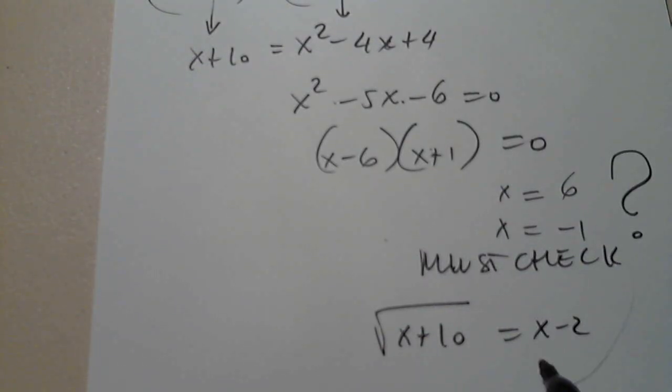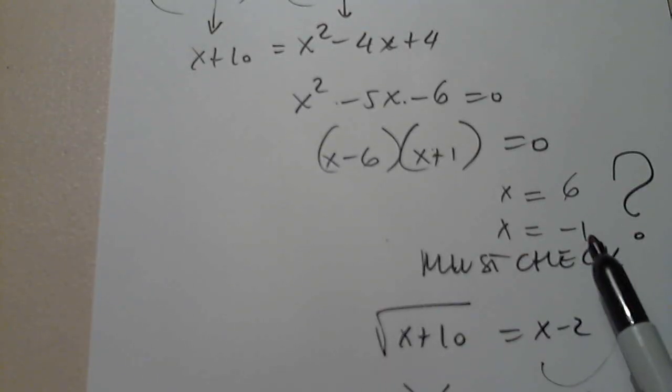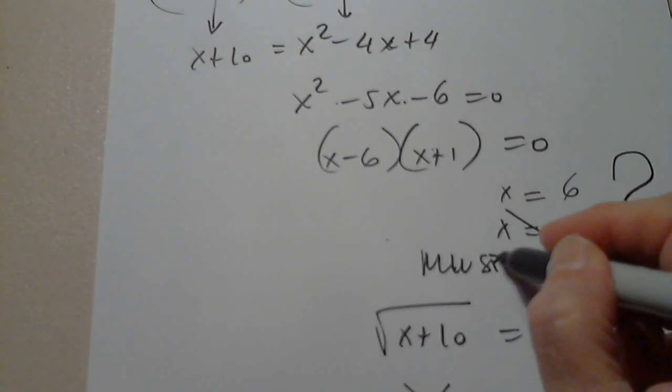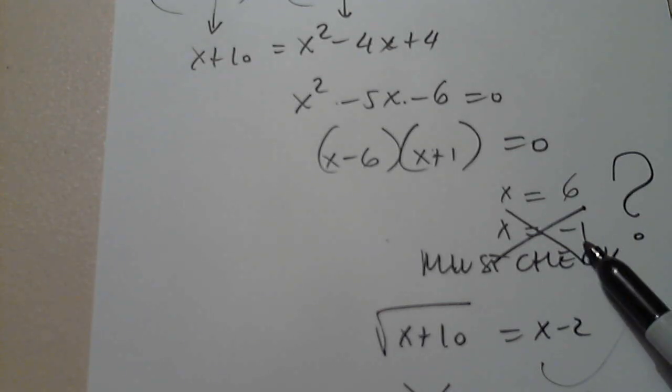And see, when I plug in -1, the left-hand side is -3. The right-hand side is -3. The left-hand side will never be a negative number. It's not possible. So when I plug in -1, I get 9. The square root of 9 cannot be -3. So this is not acceptable. So this is the extraneous solution.